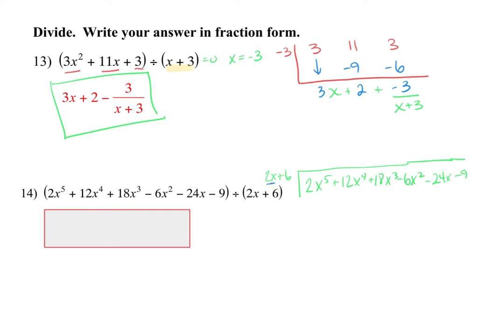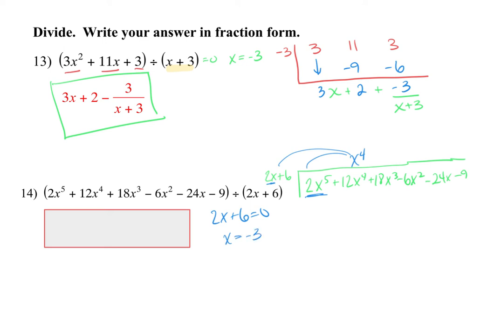Look at this 2x, how many times you have to multiply it to get 2x to the 5th, x to the 4th, and then you're going to distribute through and just go all the way down, all right? You can do synthetic division here. Set 2x plus 6 equal to 0. You're going to subtract 6, divide by 2, x equals -3.